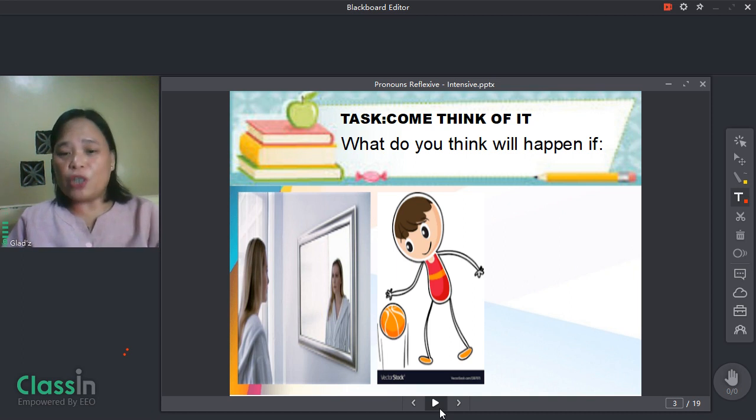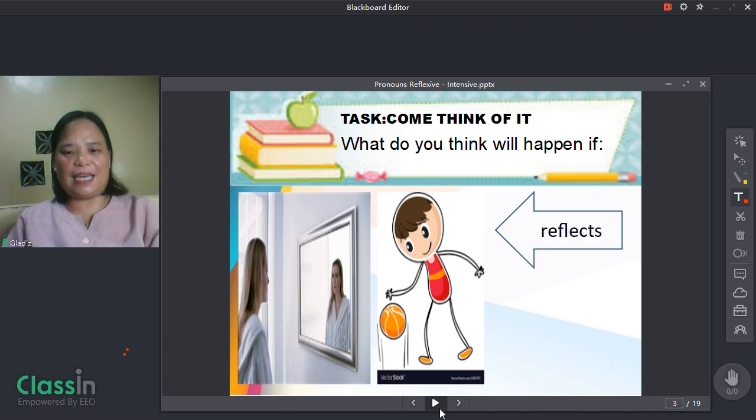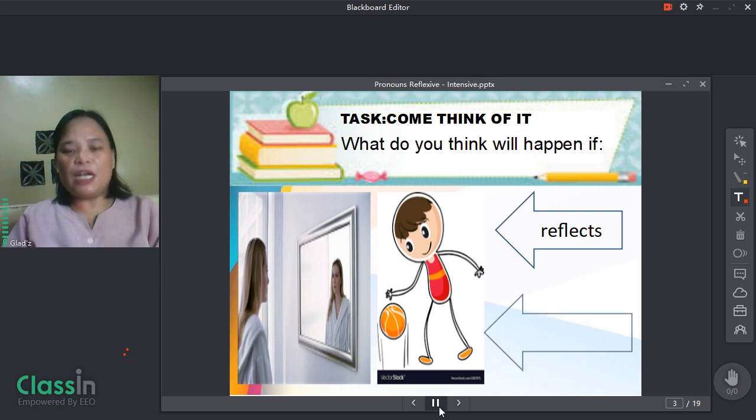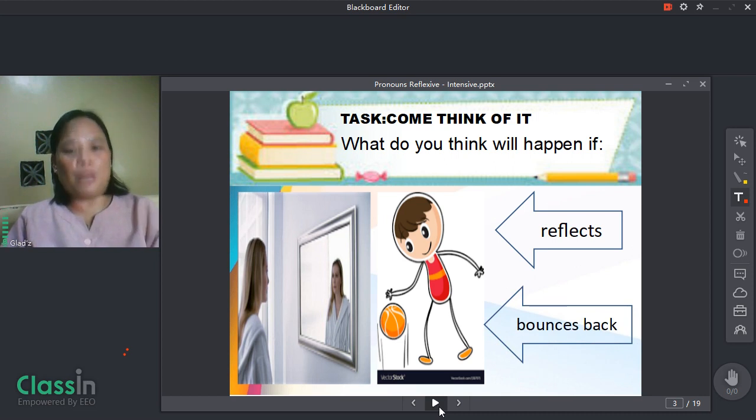Of course, when you look at the mirror, it reflects your image in the mirror. And once you dribble a ball, the ball bounces back to you, or it bounces back to the one who dribbled the ball. Do you know, class, that there is a kind of pronoun that reflects and bounces back to the subject in the sentence? So let us know what kind of pronoun that is.